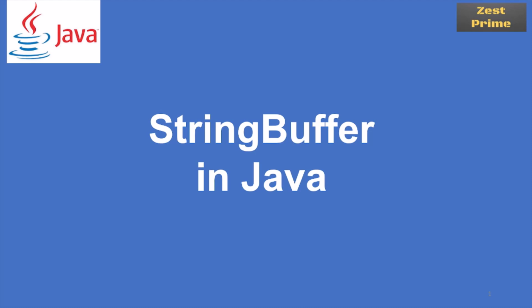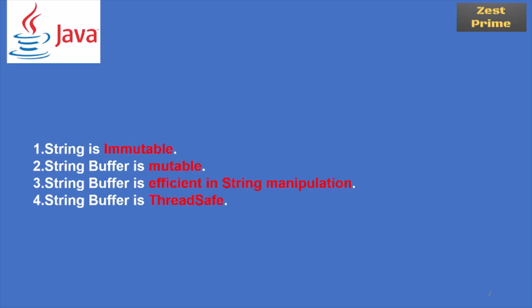Now we are going to see another type of variable called StringBuffer. We are going to see what is the specialty or difference of the StringBuffer compared to string. So let's get started. As per the previous video, we have already seen string is immutable, right? These things we have already seen in the previous video.